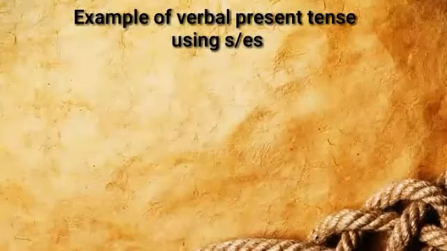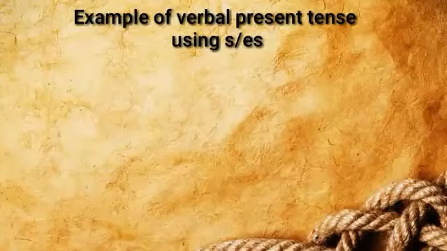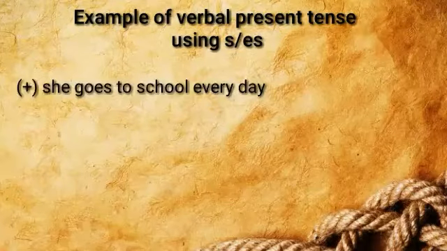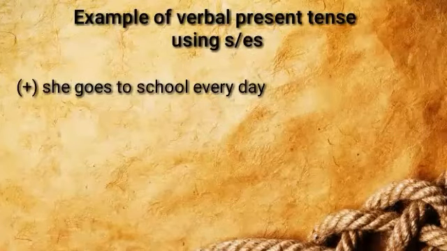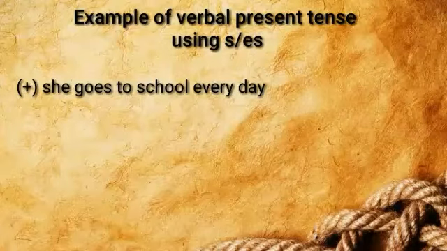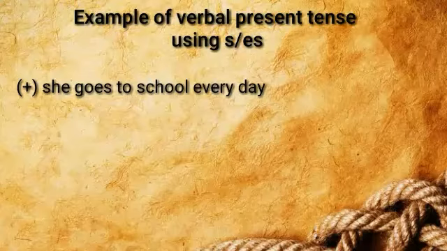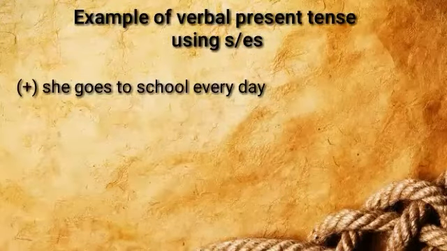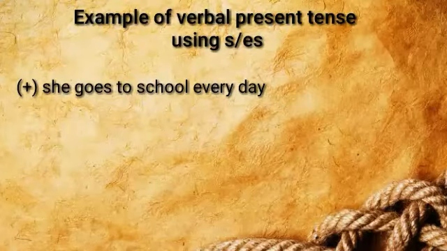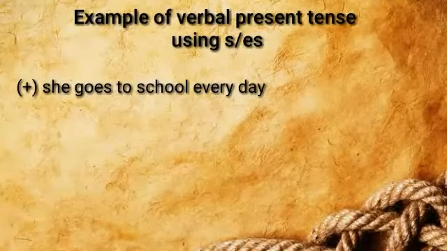This is the example of present tense in verbal. The verb is verbal using s or es after the verb. For positive formula: she goes to school every day. She is a singular subject, go is verb 1, and because we use a singular subject, the verb go needs to add es and becomes goes. School is the object and every day is the complement.